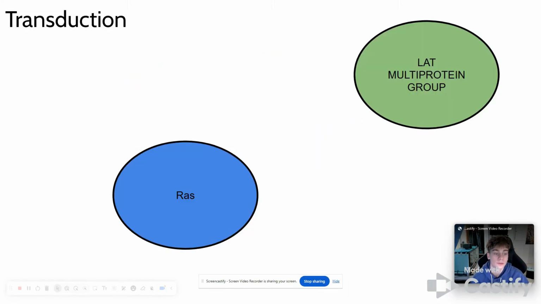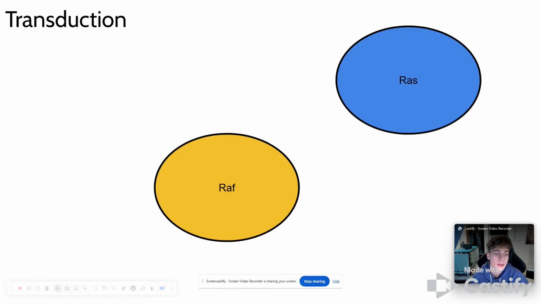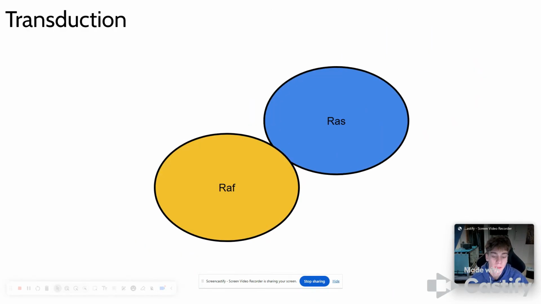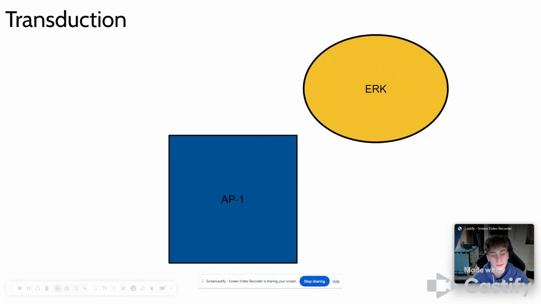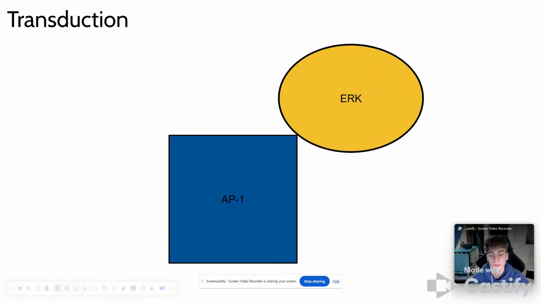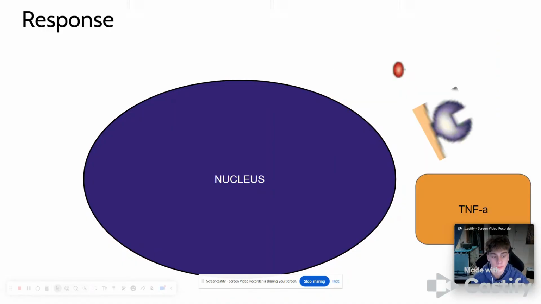Now, this LAT multiprotein group is going to activate RAS, which is a G protein. This G protein RAS is going to activate RAF. And this RAF is going to start a phosphorylation cascade from RAF to MEK to ERK. Now, this ERK is going to phosphorylate our transcription factor AP1. AP1 is going to enter the nucleus and we're going to get to the response.